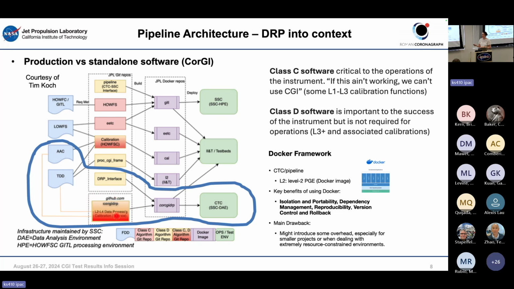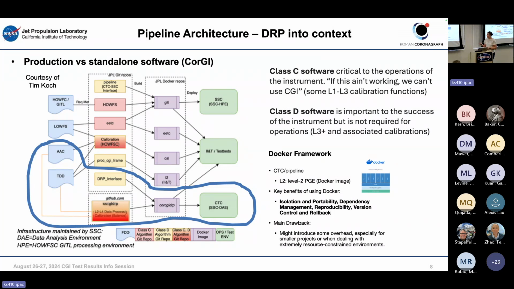This Corgi pipeline, along with the interface developed by CTC, will be converted into a Docker image. And this Docker image will be implemented on the SSC, and we will use it for both test and execution of the production pipeline.